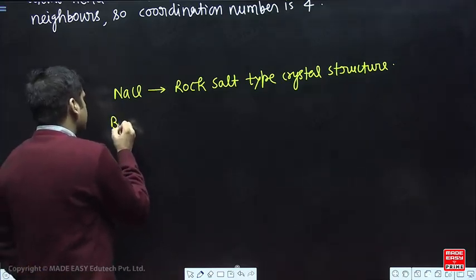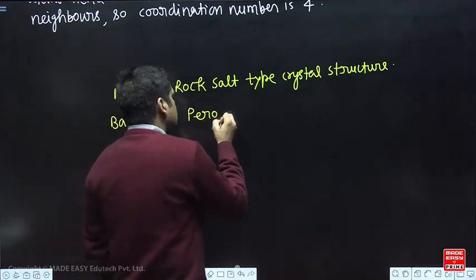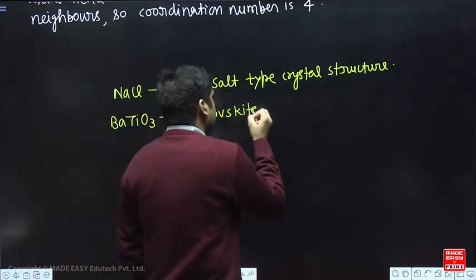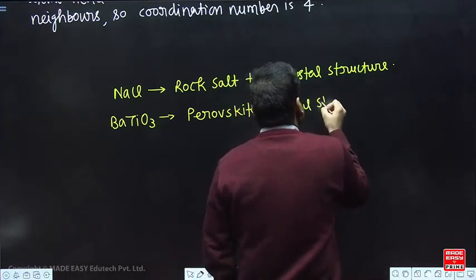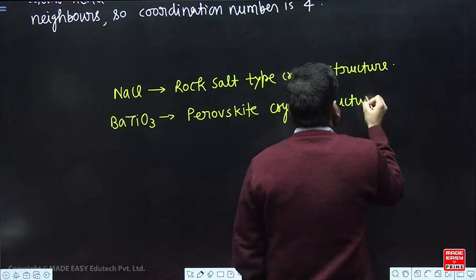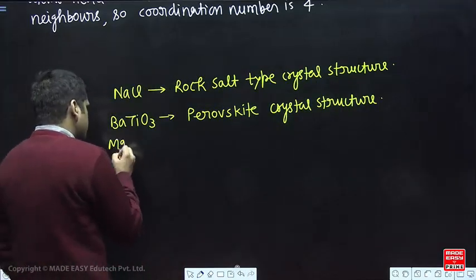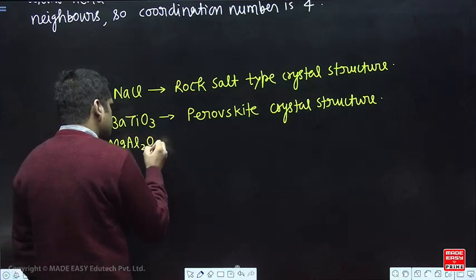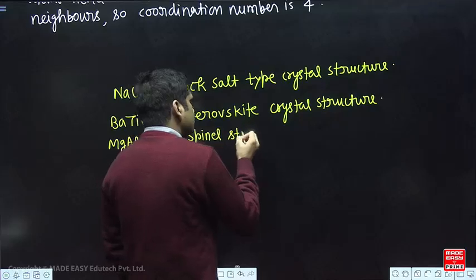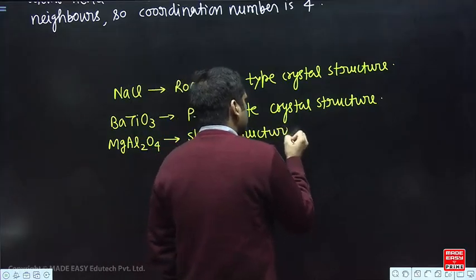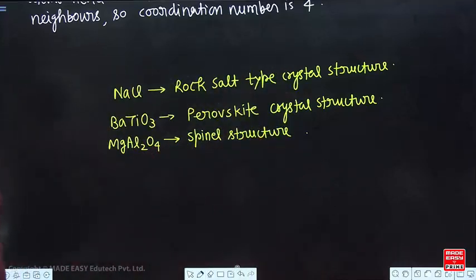Perovskite crystal structure is found in BaTiO3. This is perovskite. Only the name is required, not the in-depth analysis. Perovskite crystal structure. This is the structure found in BaTiO3. It is a very important compound. Then MgAl2O4. In this material, spinel structure is found. So these are the few structures. Name of these structures should be known to you.